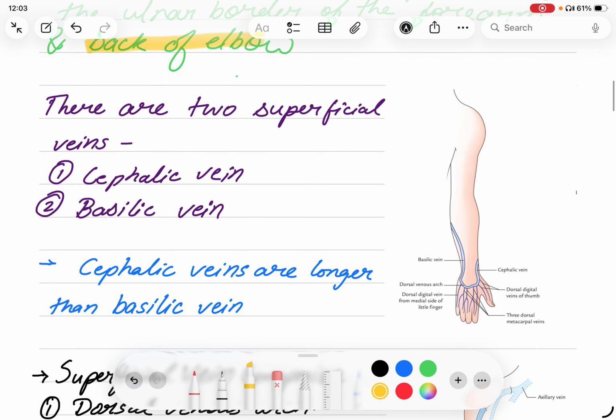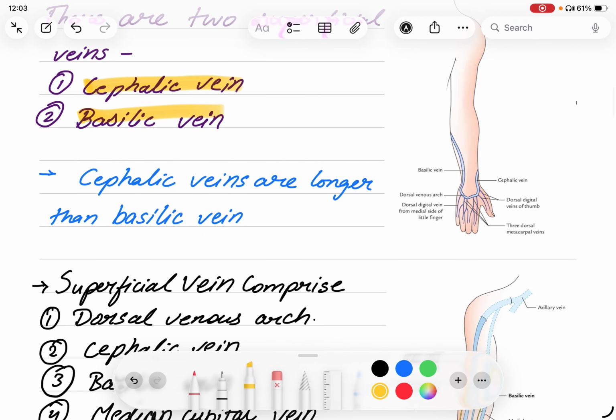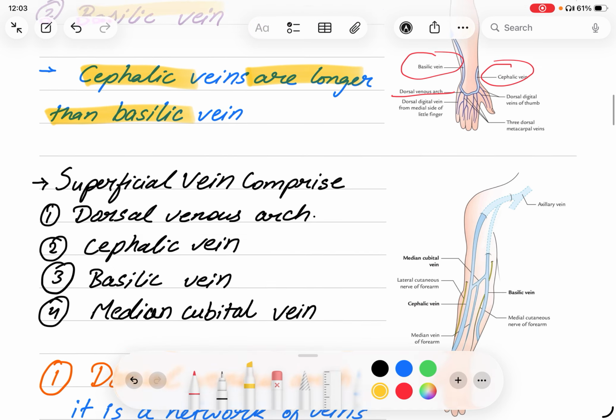There are two superficial veins, cephalic vein and basilic vein. Here you see in the diagram, from the dorsal venous arch, from the lateral side there is the cephalic vein and from the medial side there is the basilic vein. The cephalic vein is longer than the basilic vein.